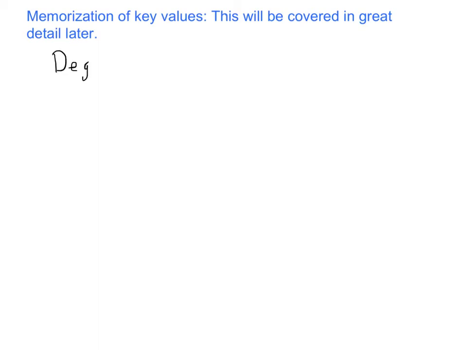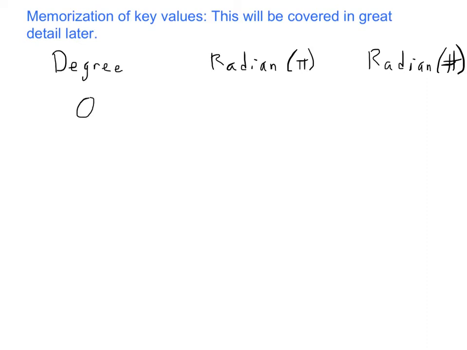I want us to look at a degree measurement. Then I want us to look at a radian measurement in terms of pi, and then that same radian measurement, but this time in terms of a pure number that might make more sense to you. So the 5 angular values that I want us to know about are 0 degrees, 30 degrees, 45 degrees, 60 degrees, and 90 degrees.